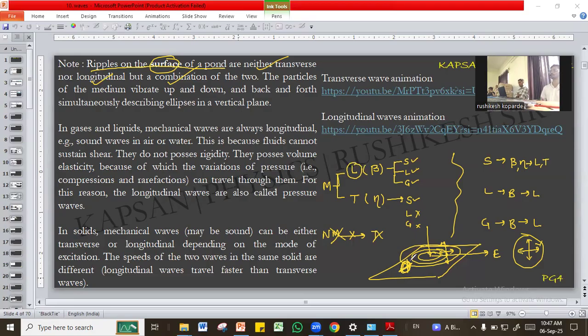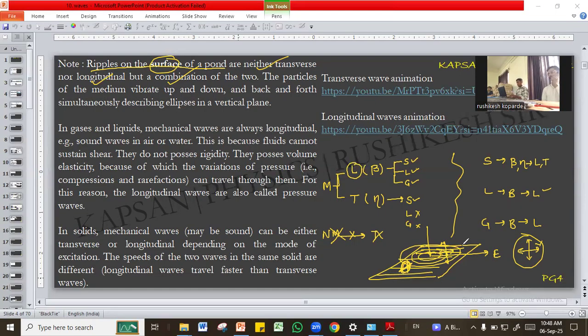Now you will say, sir, how can a transverse wave be present in the liquid? You're right. Transverse wave is not present in the liquid. It is present on the surface. The liquid surface behaves as if it is a stretched elastic membrane. And yes, a stretched elastic membrane has both bulk modulus as well as modulus of rigidity.